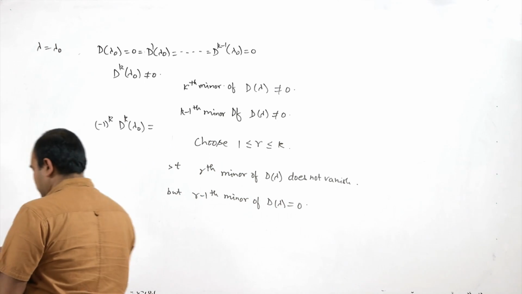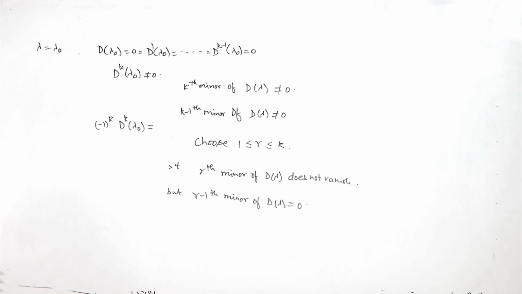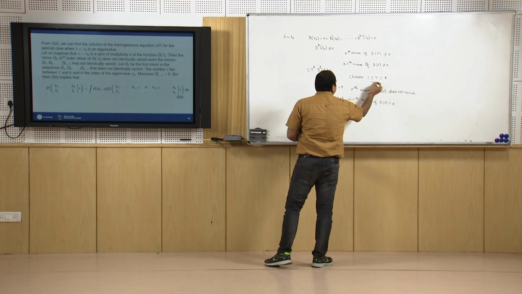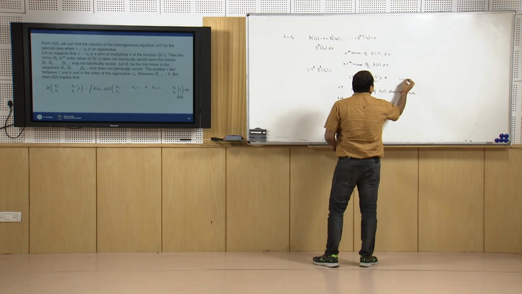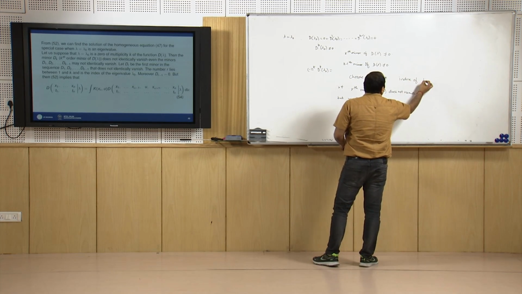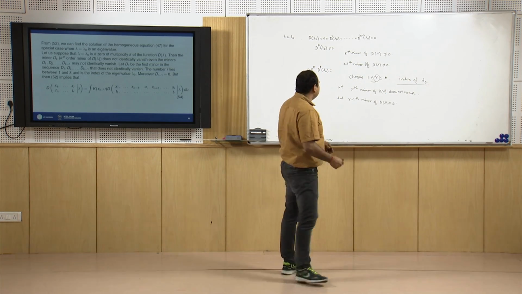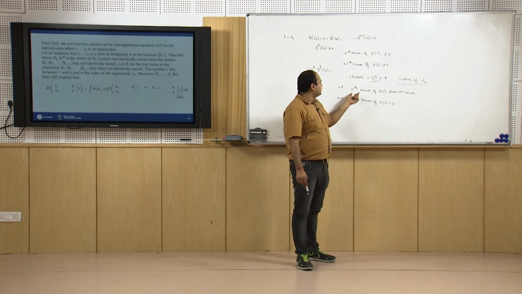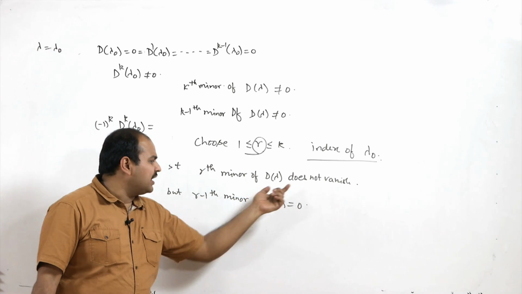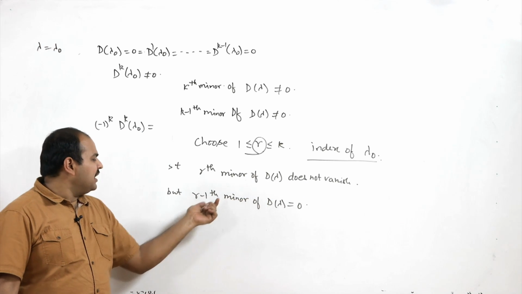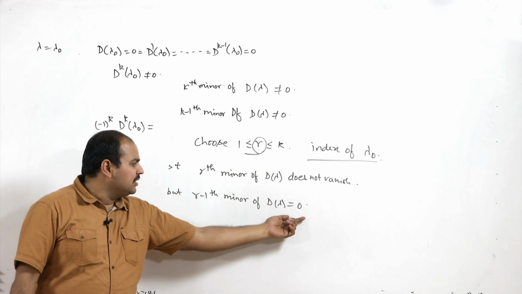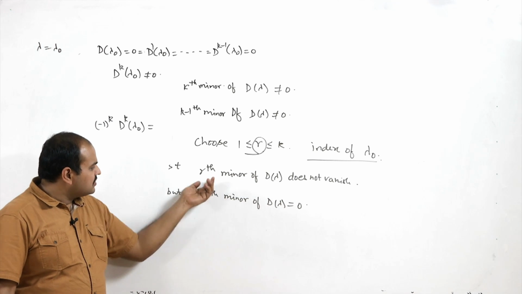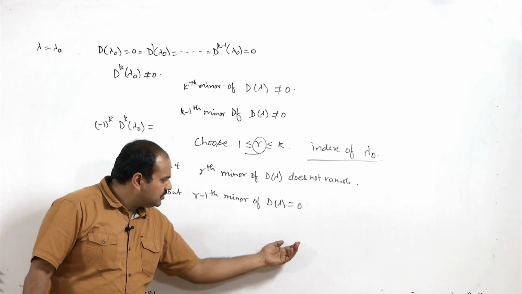Is that okay? Such a number r is called the index of lambda naught. So if r is the index of lambda naught, that is, the rth minor of D(lambda) does not vanish, but the r minus 1th minor of D(lambda) is equal to 0. In fact, any minor whose order is less than r is going to vanish.